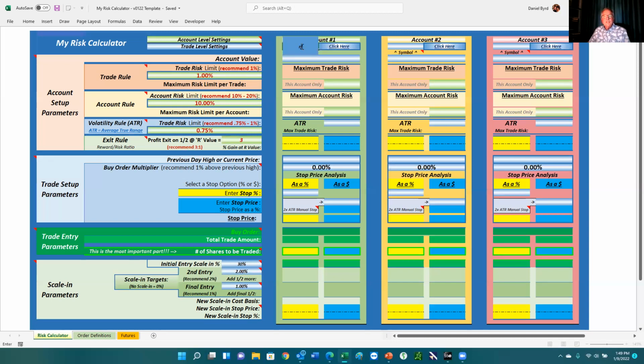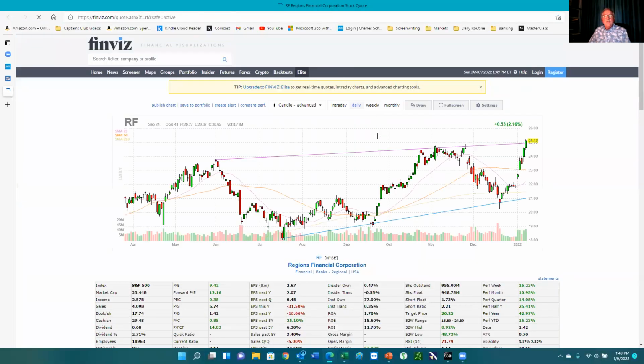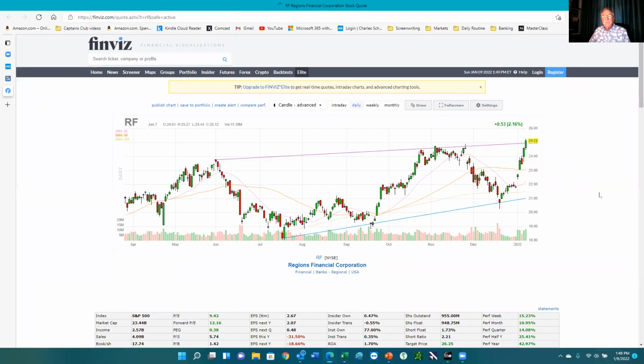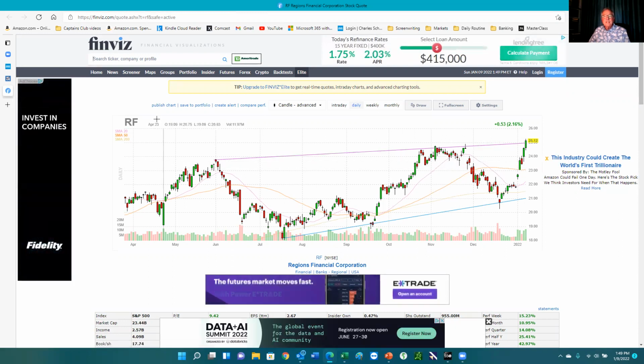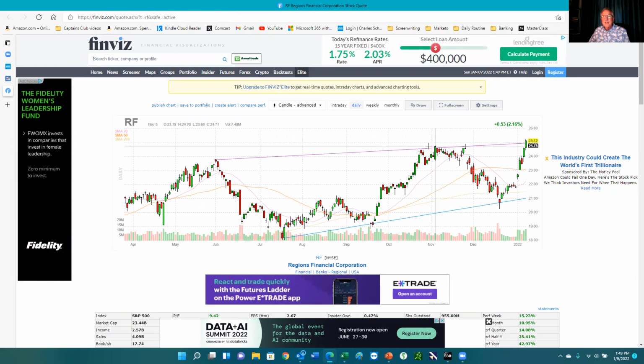This is Regions Financial, the banking stock. You can type in the symbol up there and click here, and we'll bring up a chart of Regions Financial. What you can see right away, and this site, FinViz, actually draws in the trend line. You can see right away that it's already breaking out, or it broke out on Friday.